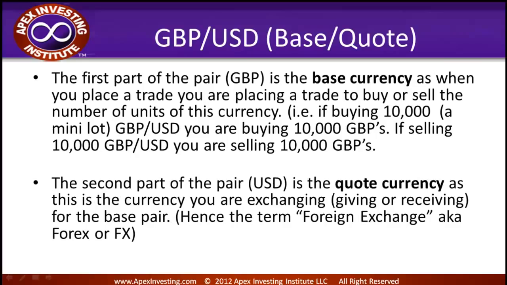The first part of the pair, pound, is the base currency. When you place a trade, you're placing a trade to buy or sell that number of units of this currency. So if you buy 10,000, which is also known as a mini lot, of pound dollar, you're buying 10,000 pounds. If you sell 10,000, you're selling 10,000 pounds.